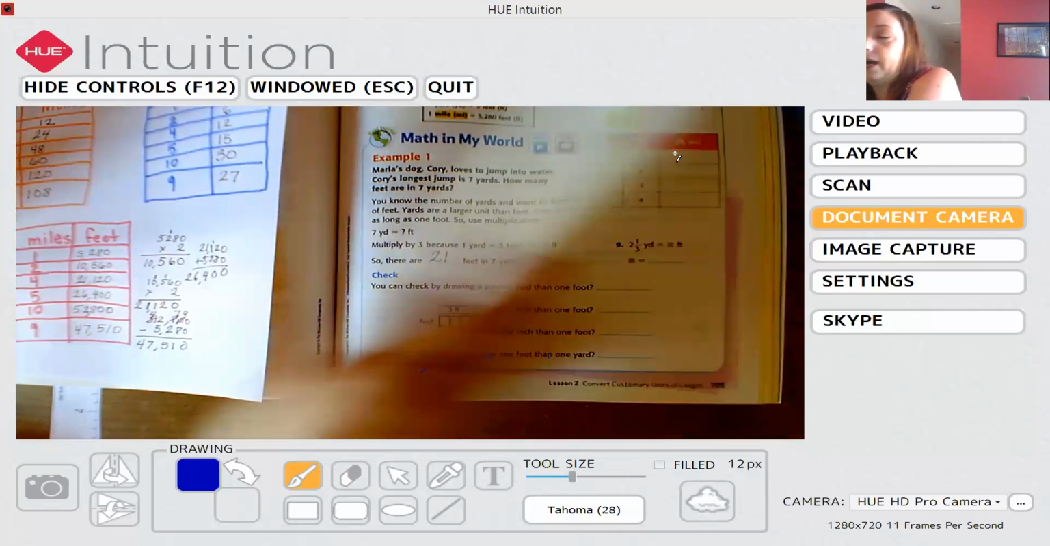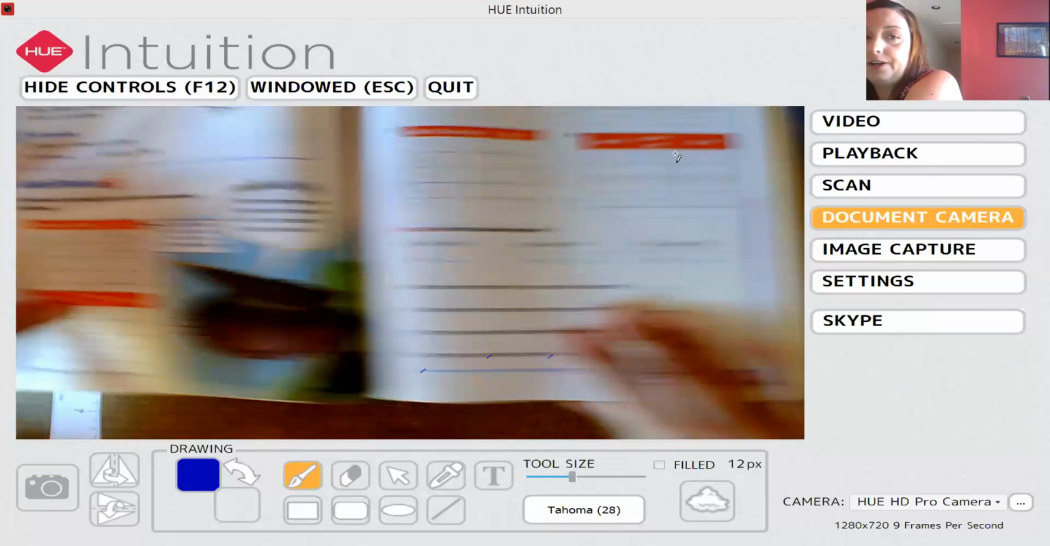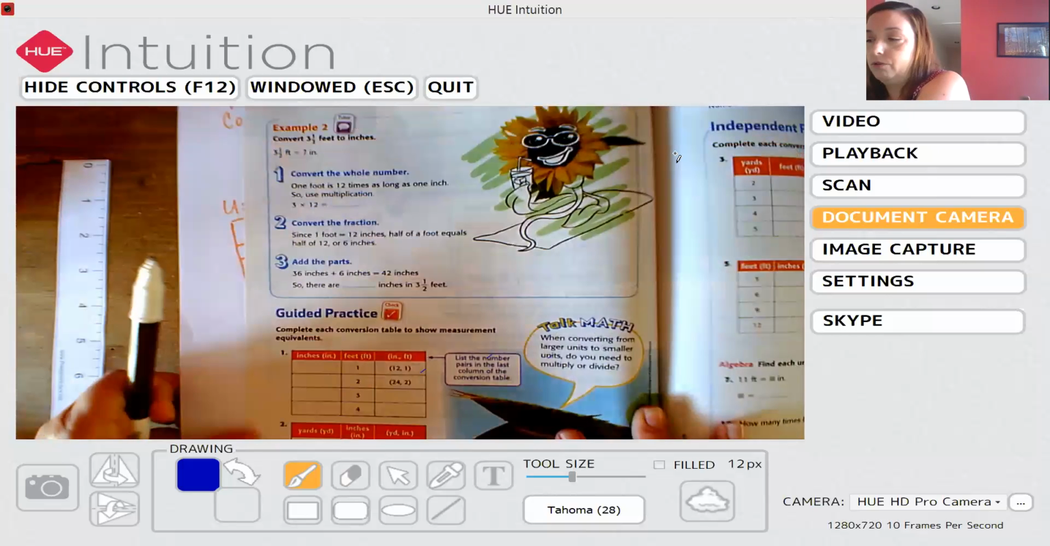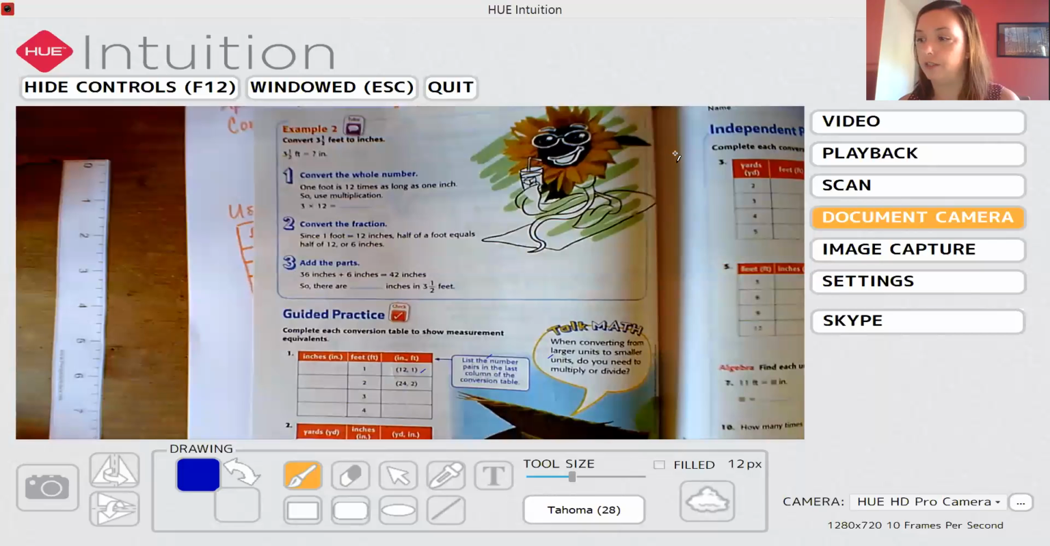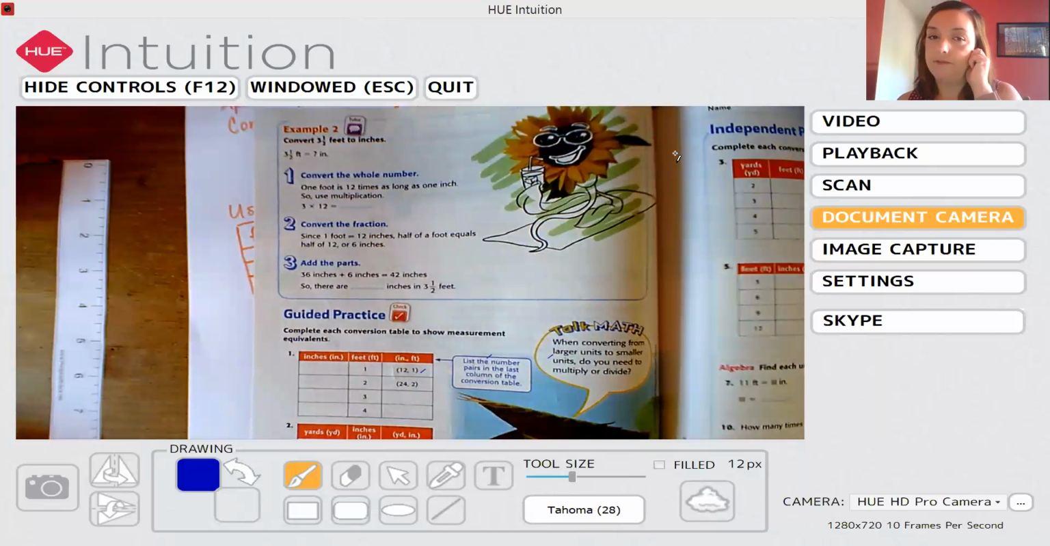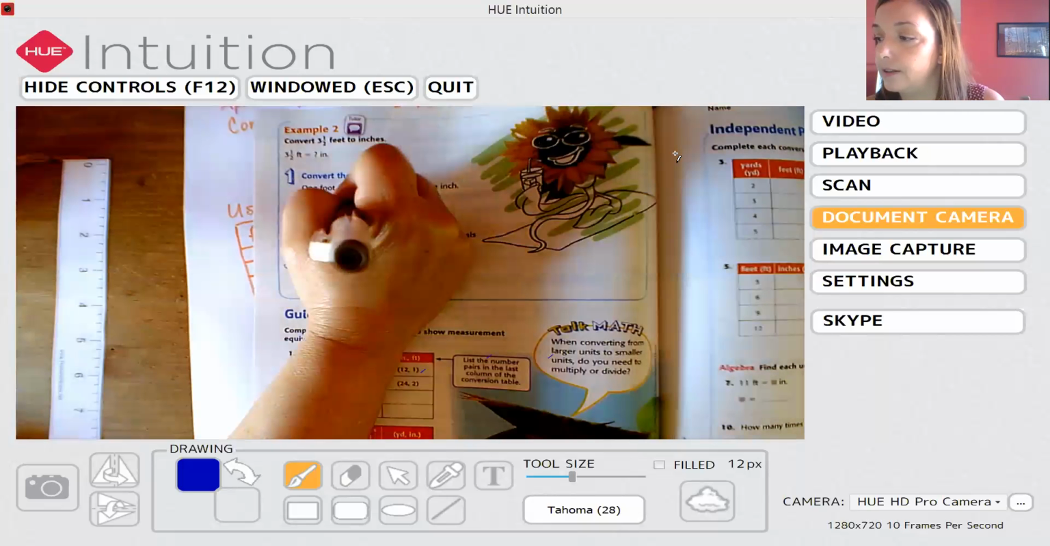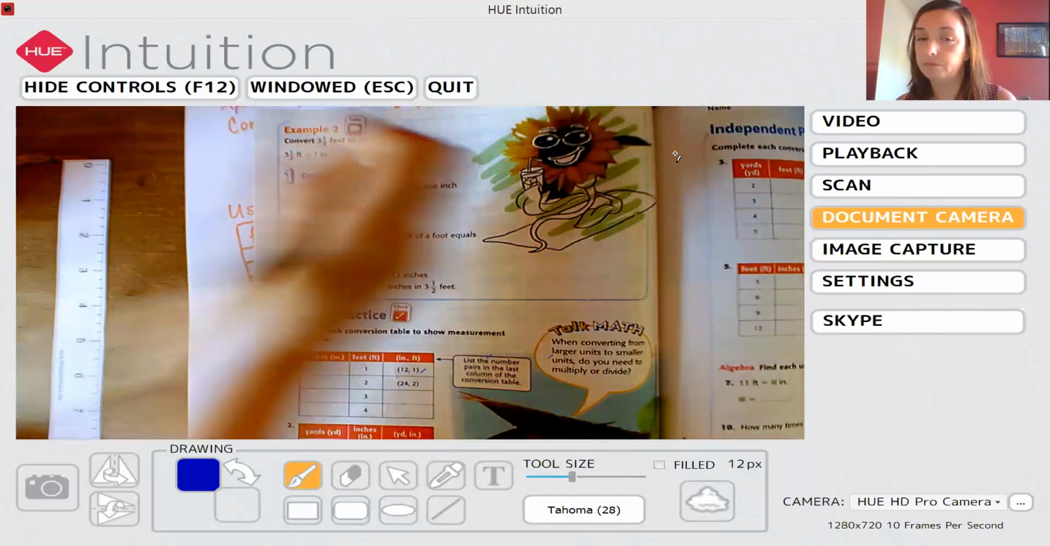Let's take a look at page 704, the example 2. It says convert 3.5 feet to inches. So first we have to convert the feet. So we know that in 3 feet, each foot is going to have 12 inches. So 3 times 12 would give us 36 inches.